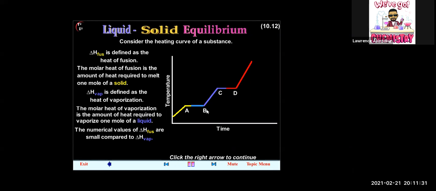There are some calculations on this graph. When we get there, we're going to do more practice on the calculations. But remember, when there is a change of state, the temperature is always constant.